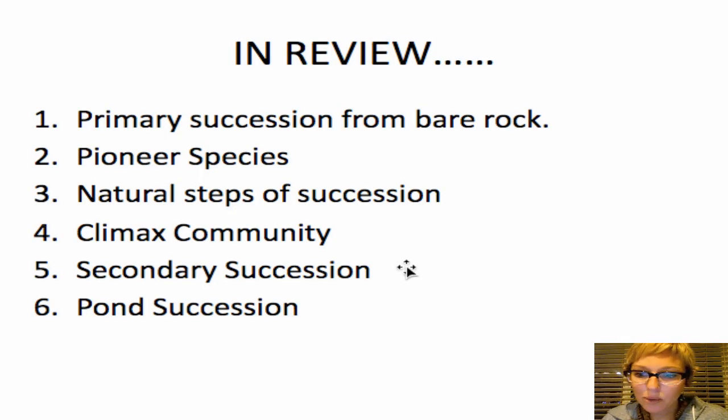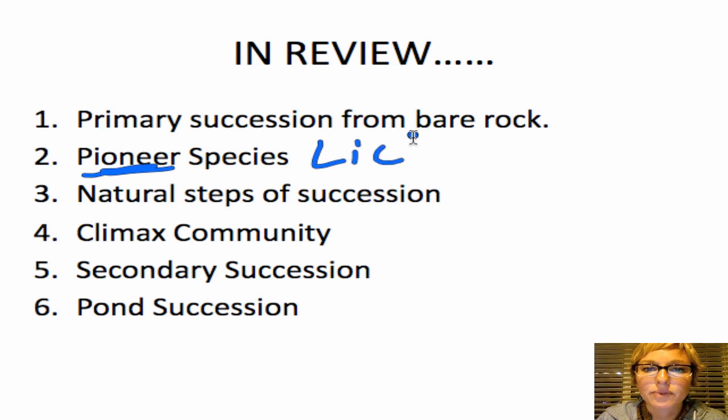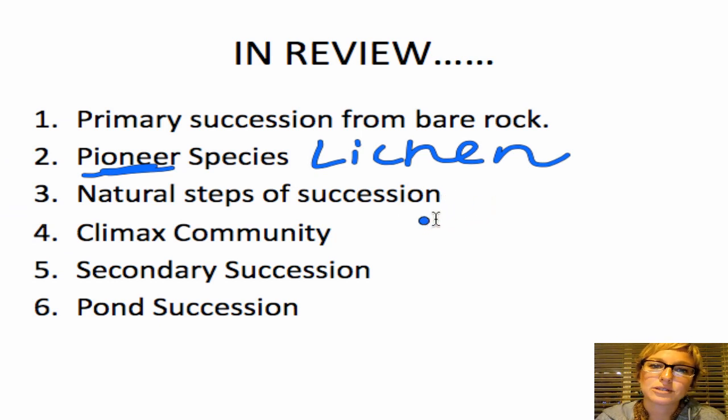Oh my gosh, we're all the way at the end. In review, we talked about primary succession as being from bare rock. And in order for succession to get kick-started, we need a pioneer species, which is typically a lichen. And that lichen breaks down the rock and adds nutrients to the system. And then these natural steps of succession occur where you get grasses moving in. We move from annuals to perennials to shrubs to pine trees, more conifer types, and then we get into our shade-tolerant hardwood trees. And once we get to the shade-tolerant hardwood trees, we're at a climax community.